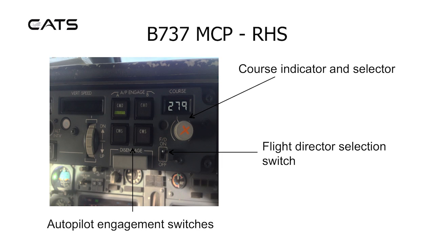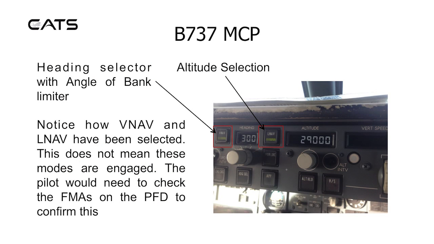The right-hand side shows the course indicator and selector and the flight director selection switch, and also autopilot engagement switches. Here we have altitude selection of 29,000 feet, heading selector with an angle of bank limiter. Notice how VNAV and LNAV have been selected. This does not mean these modes are engaged. The pilot would need to check the flight mode annunciators on the primary flight display to confirm this.